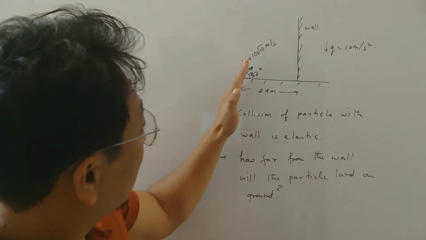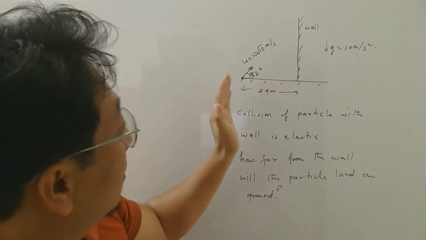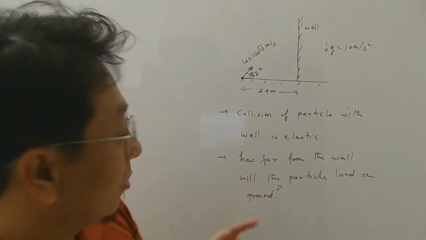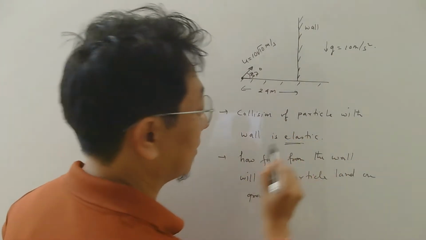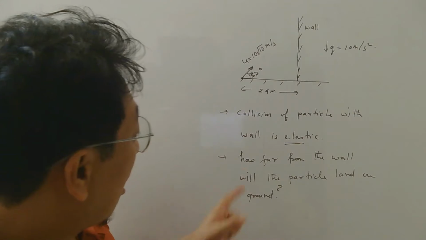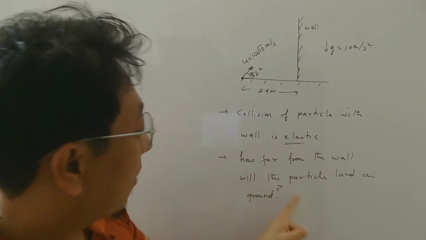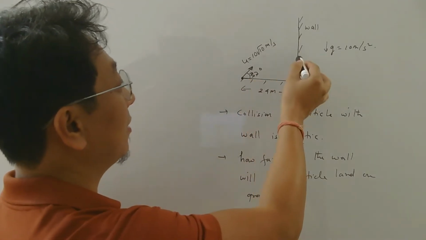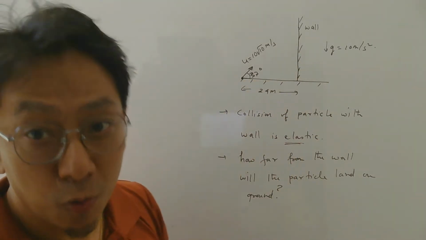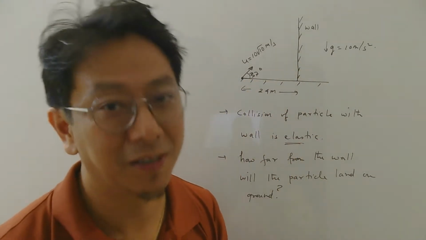Now as the particle goes this way, it collides with the wall, and the collision of the particle with the wall is elastic. How far from the wall will the particle land on the ground? So after hitting the wall, it will come back on the ground. So where it will fall, that we have to find.